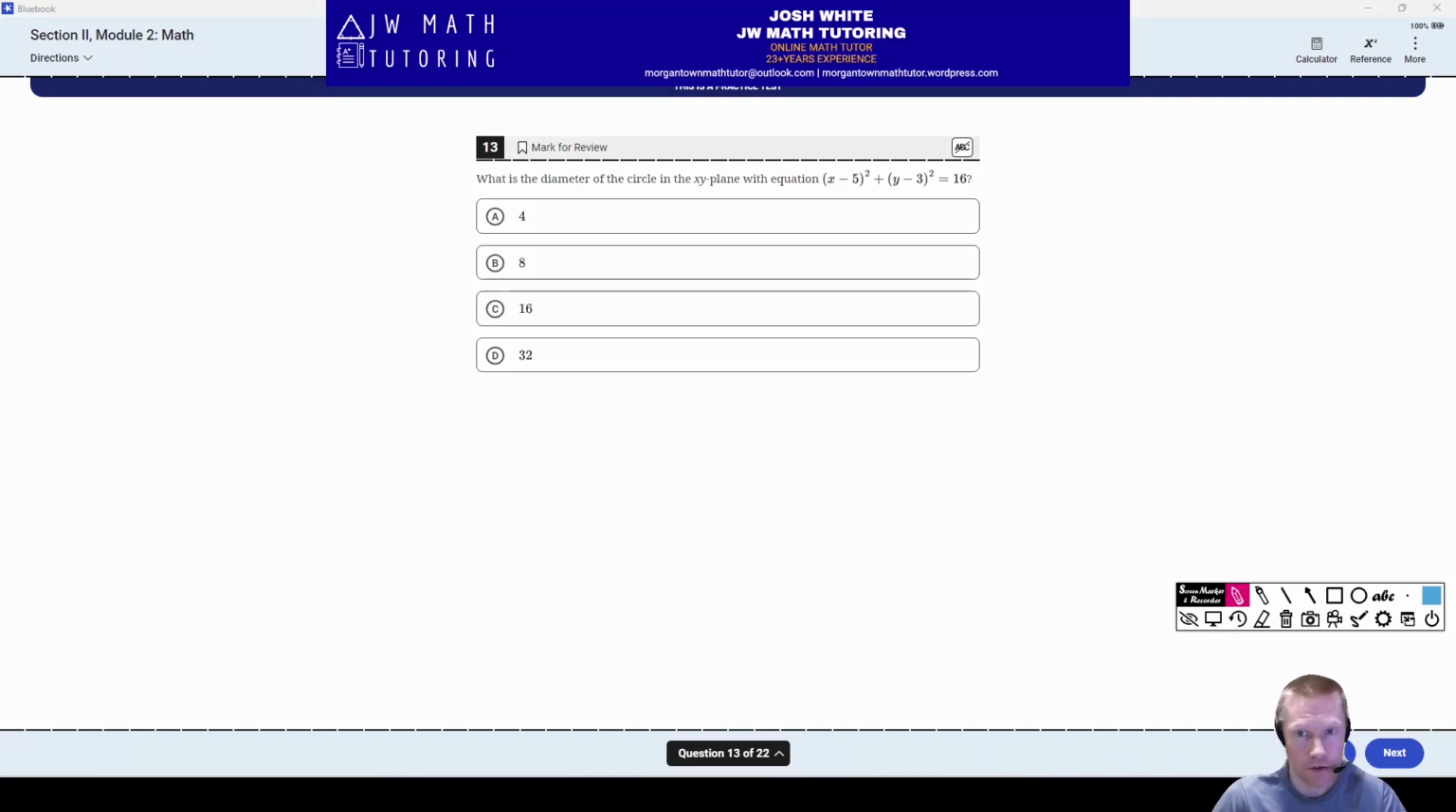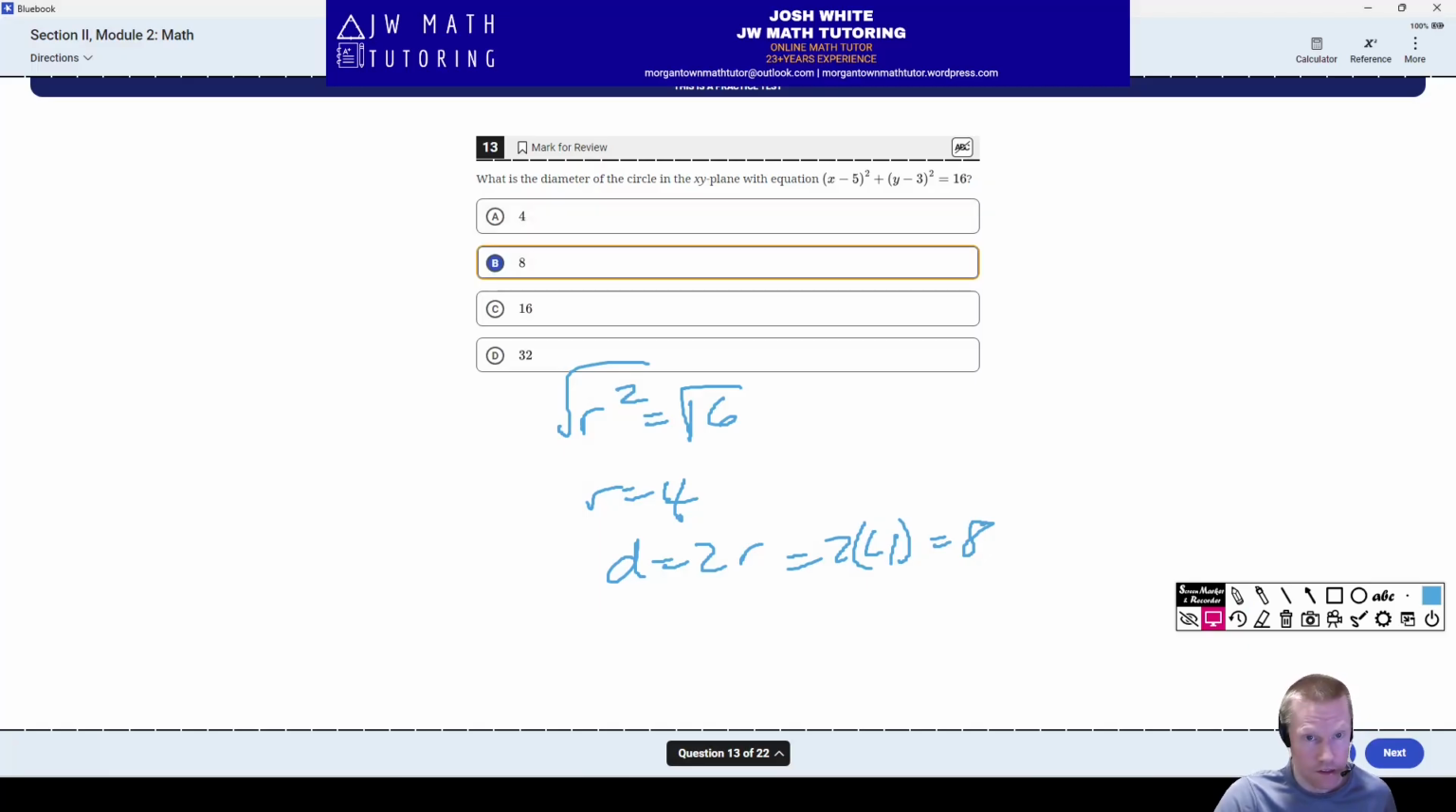All right, what's the diameter of this circle? Well, we know in standard form that the right side is equal to r squared. So that's 16, which means when you square root it, you get r is equal to 4. The diameter is twice the radius, so 2 times 4 is just 8. The correct answer to this problem is just 8.